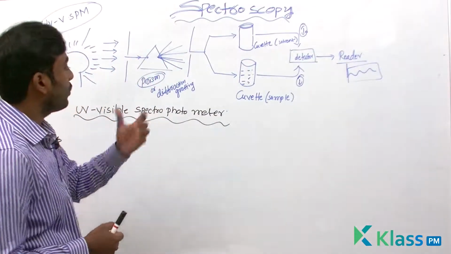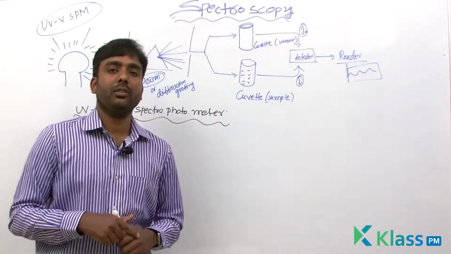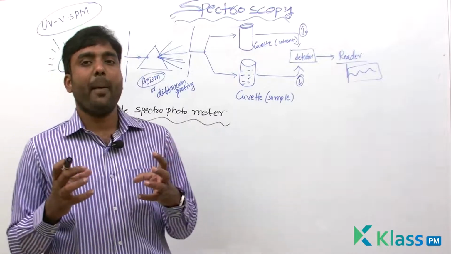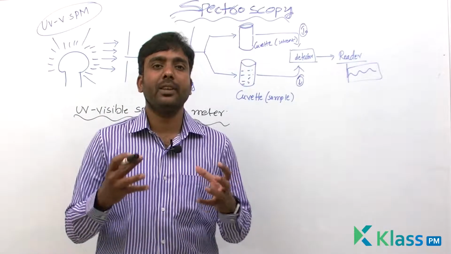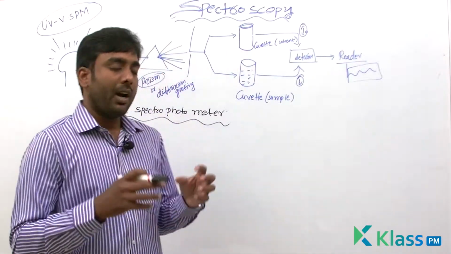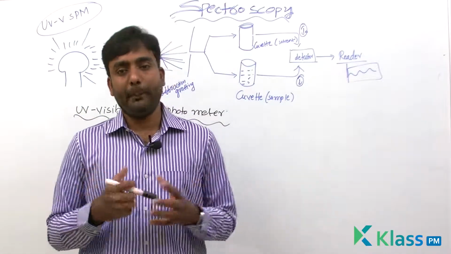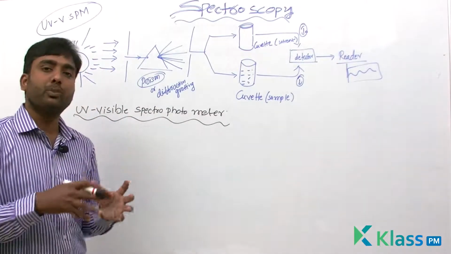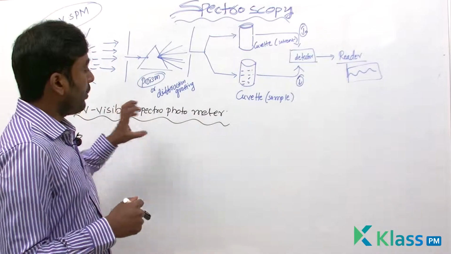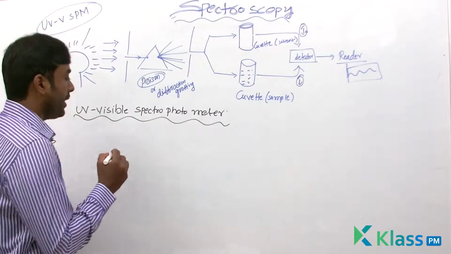So what does this spectrophotometer measure? It measures how much a sample absorbed the incident radiation. It measures how much absorption took place in a sample in the UV visible spectrum. So that's what it will measure, and there are three things here.